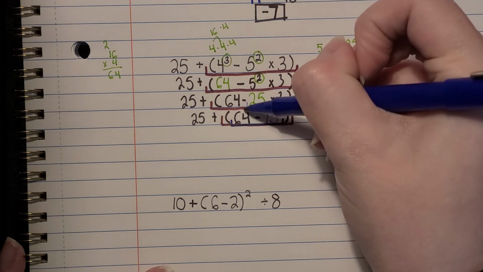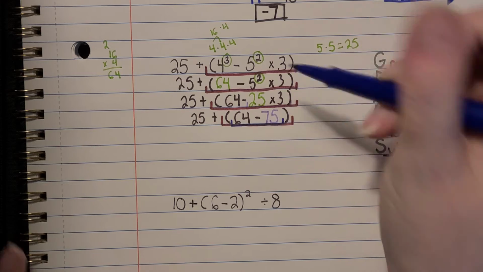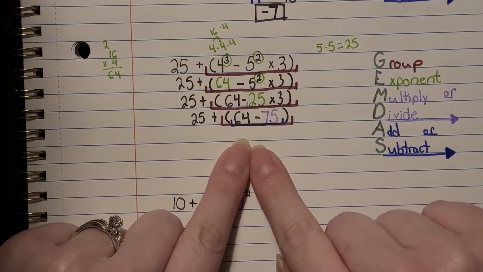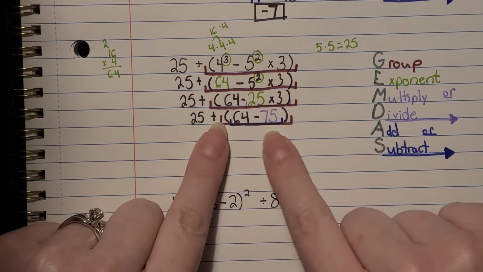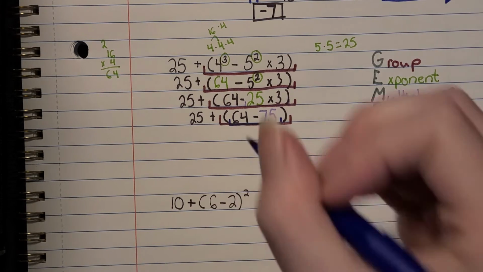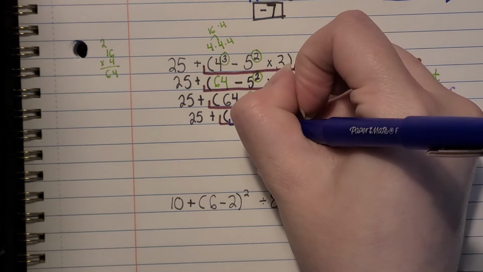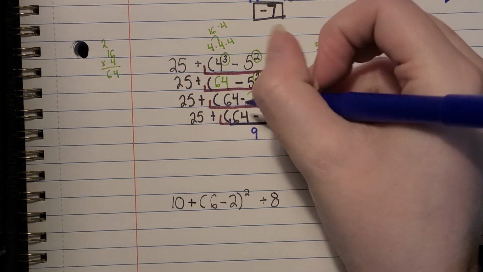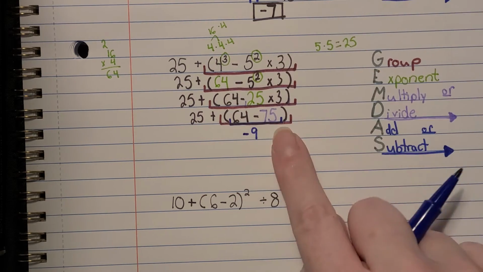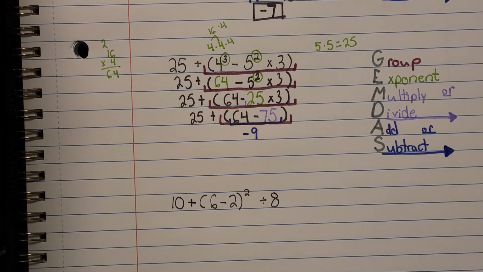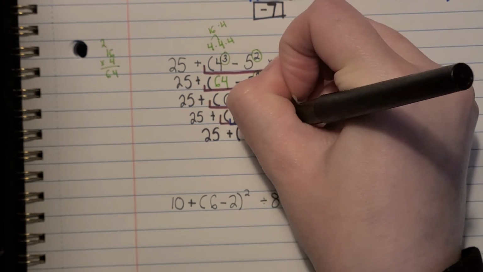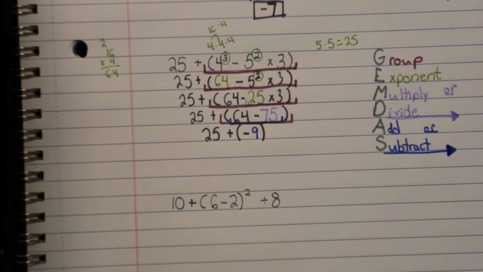So remember, this is having a positive and a negative, different signs. Same signs add and keep, different signs subtract. Keep the sign of the higher absolute value. So 75 minus 64 is going to give us 9. And because we're keeping the sign of the higher absolute value, it's going to be a negative, because 75 has the higher absolute value. And then we'll drop the rest. We have 25 plus, and I'm going to keep it in parentheses to keep those signs from touching, but that's it.